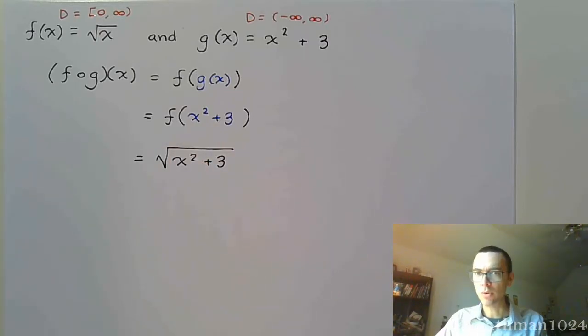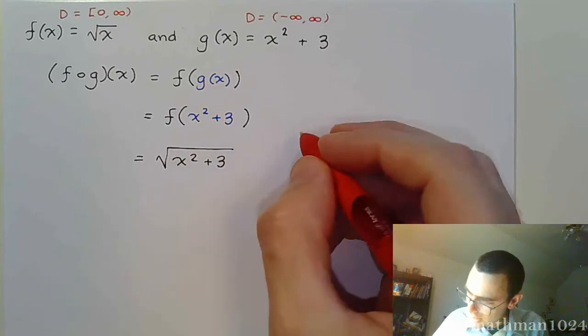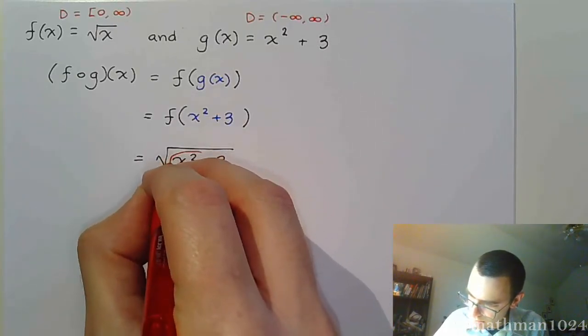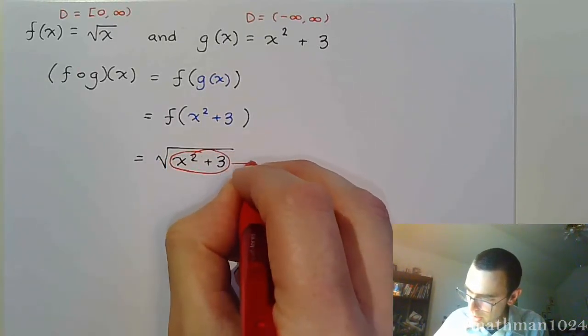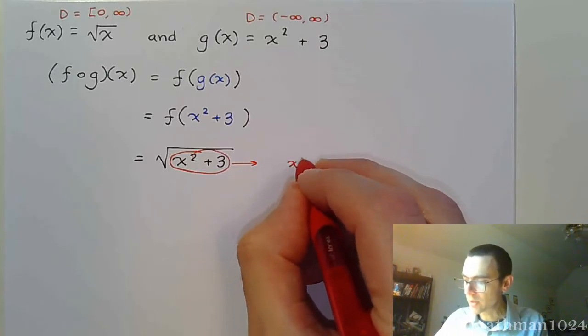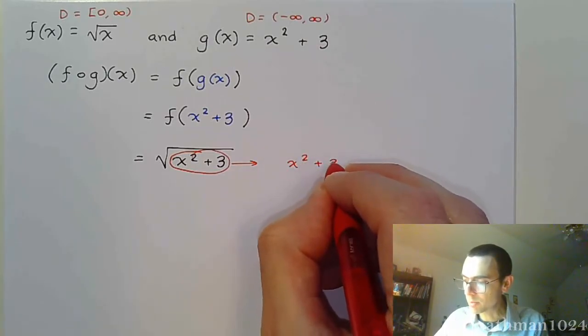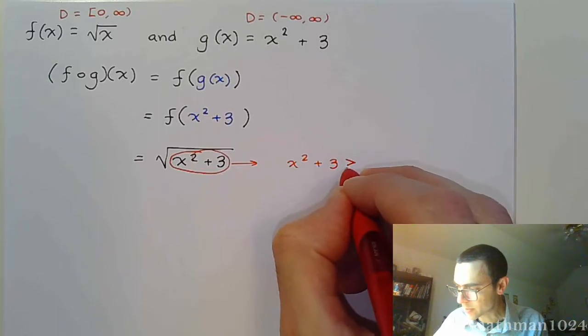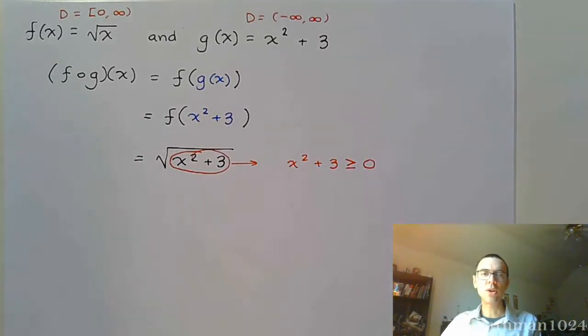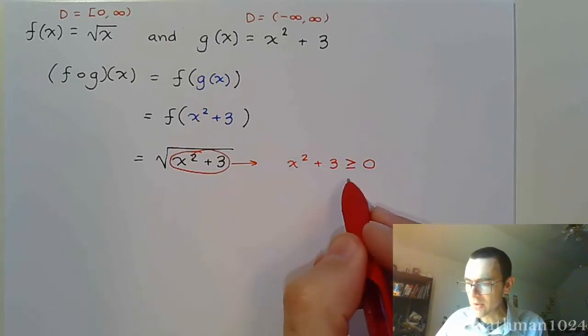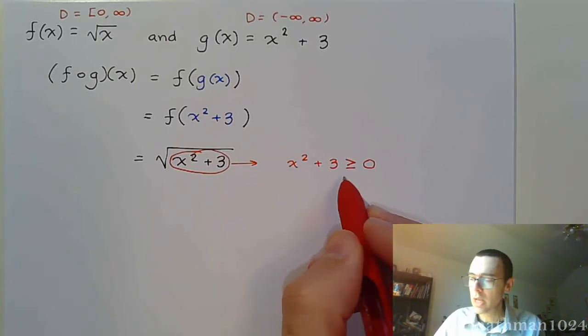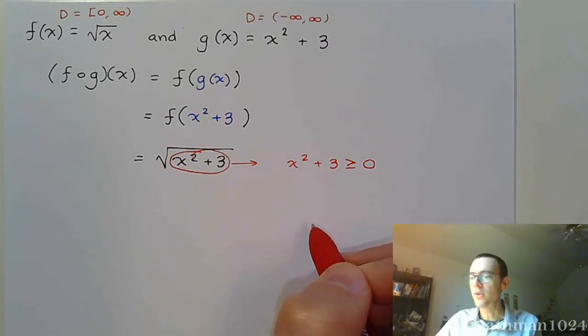But now it's inside of a square root. So here's what we have to do. We have to take the expression inside here, and to find the domain, we have to solve the inequality where x squared plus 3 is greater than or equal to 0. And what you're going to find out with this, because we did solve quadratic inequalities earlier this semester, is that this is actually all real numbers. X squared plus 3 is always greater than or equal to 0.